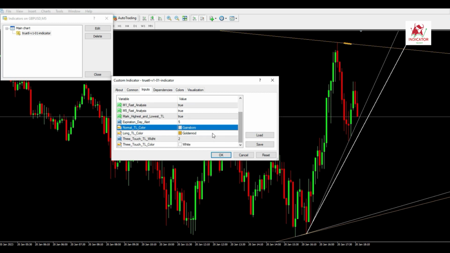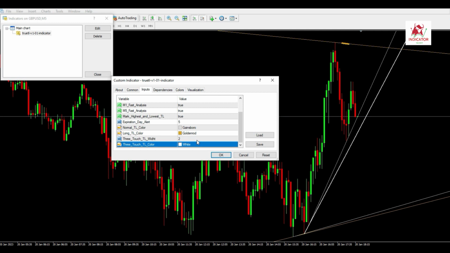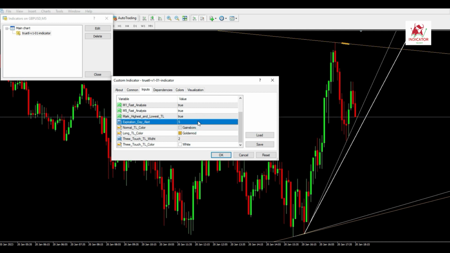CCI turns red and remains negative in value. RSI turns red and remains near 80. Sell triggers when all the above conditions are met. Set stop loss above the upper TrueTL V1 level. Exit short/take profit whenever price hits the lower TrueTL V1 level.